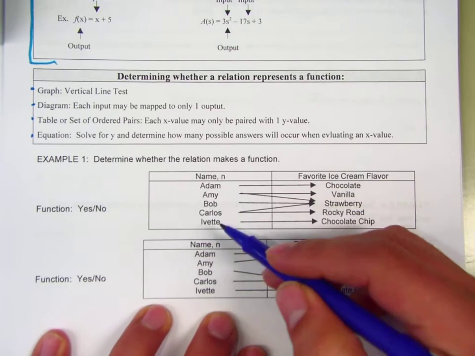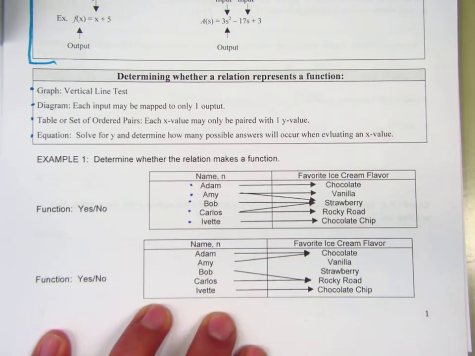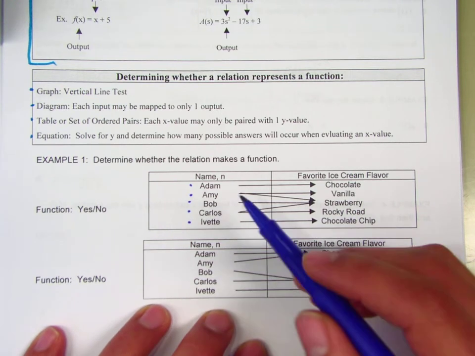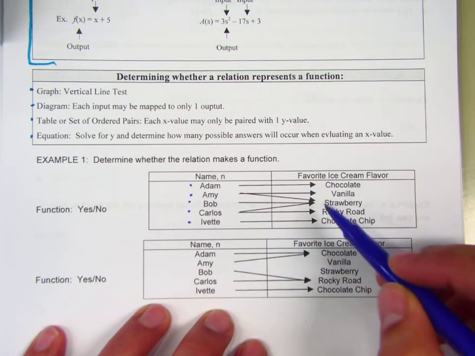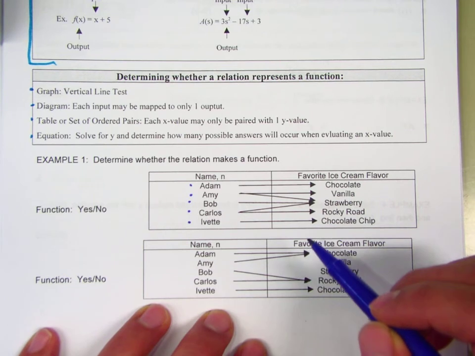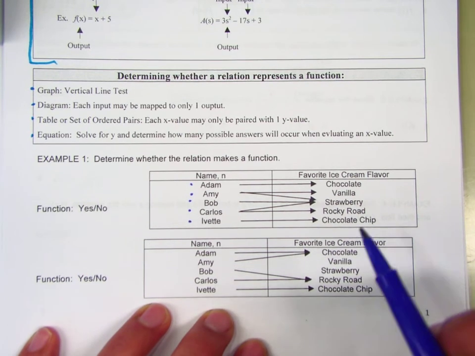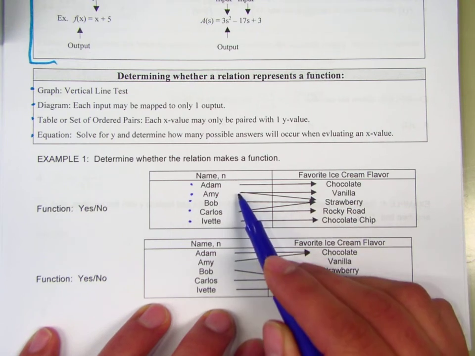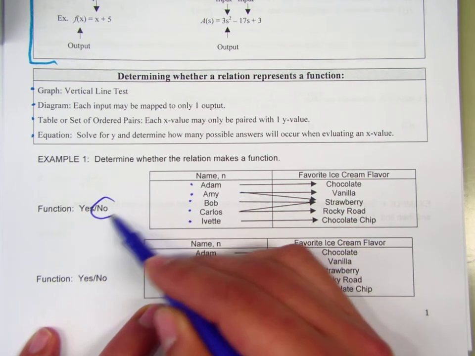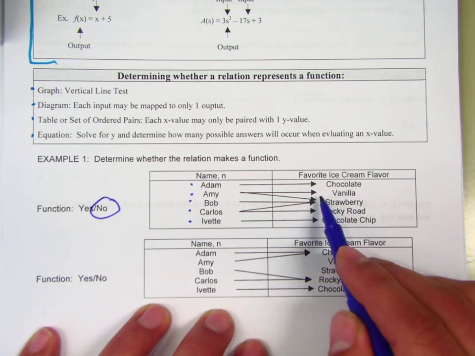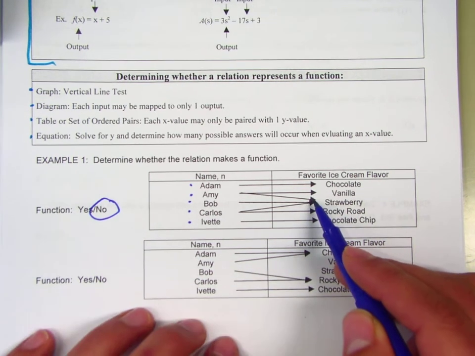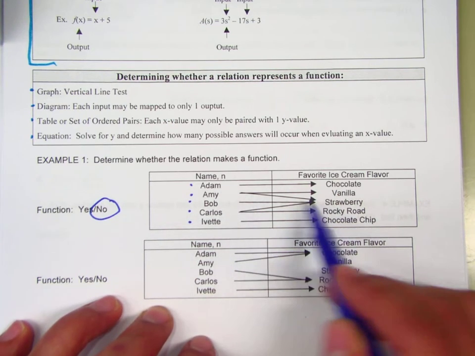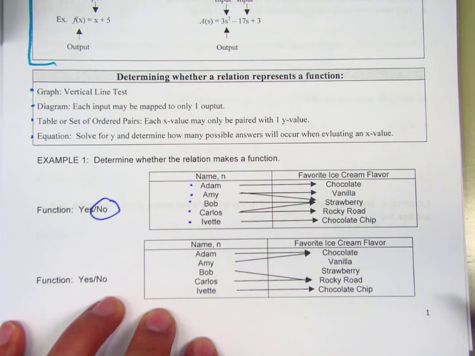If this column represents all the inputs, okay, it doesn't have to be numbers, it can be objects or letters, every input has to have how many outputs? Exactly 1, in order for it to be a function. So Adam has 1 output, chocolate. Amy has how many outputs? So right there, we're going to say this is not a function because you can only have 1 output for each input. Does that make sense? So if you see a table like this and you see 2 arrows coming out of the input, right away that's not going to be a function.